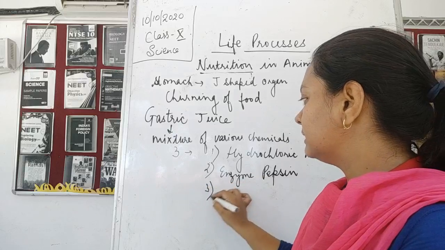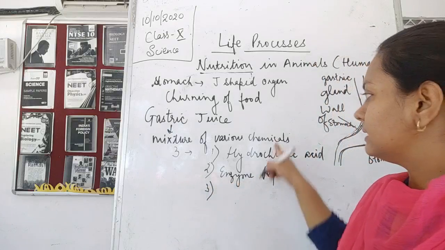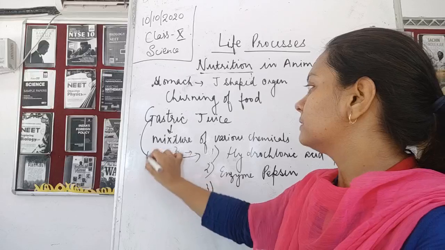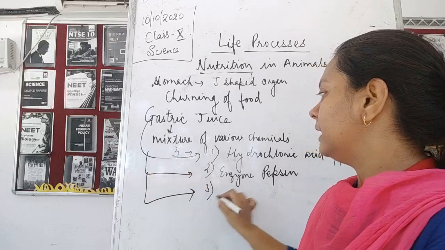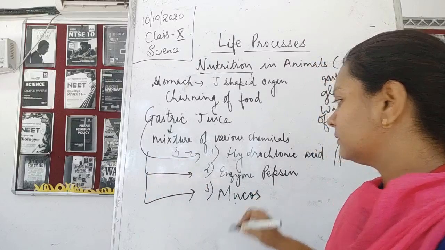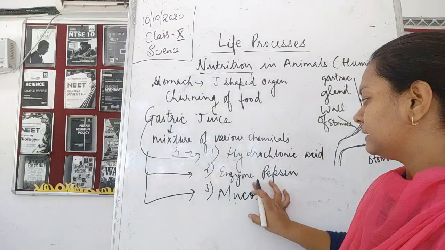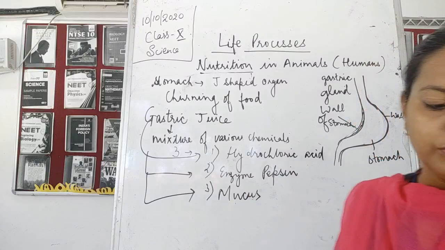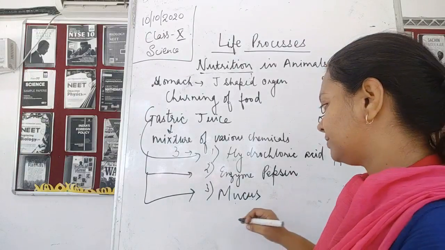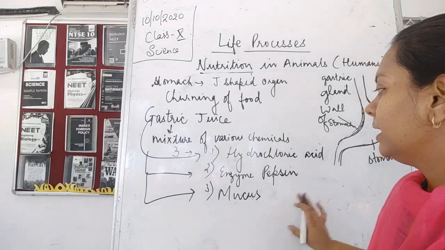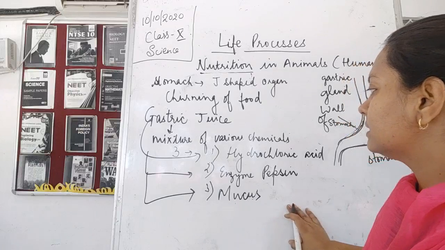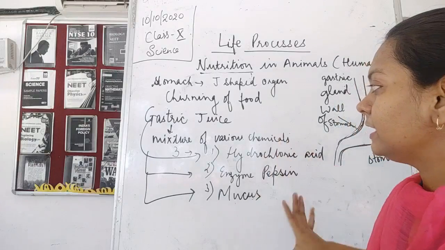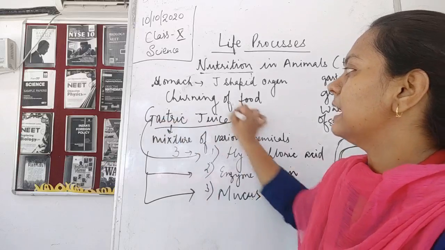and the third, what does it contain? The gastric juice contains 3 chemicals. So it contains 3 chemicals, 1, 2 and 3, and the last one is mucus. Okay, sometimes it is written MUCUS, here it is written MUCUS, both are correct. Now here, this mucus, hydrochloric acid and pepsin, each and every one of these 3 chemicals are present in this gastric juice.